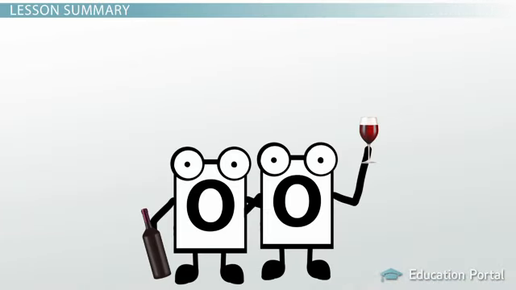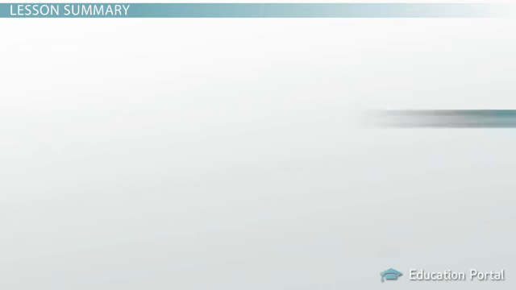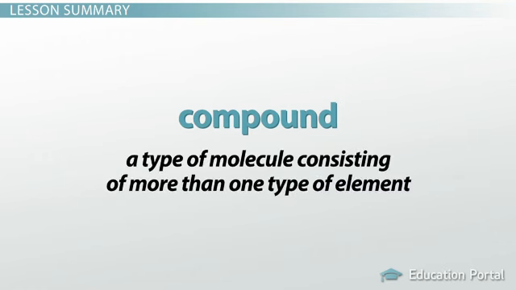In this lesson, we discussed how molecules and compounds are built from elements. A molecule is comprised of at least two atoms joined together. A molecule can either have one type of element or have more than one type of element. A compound is a type of molecule consisting of more than one type of element.